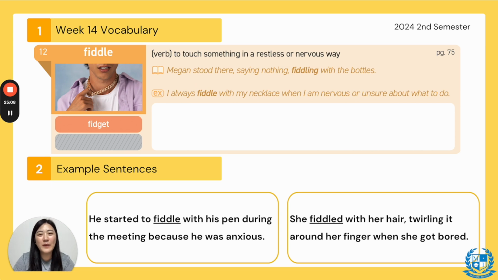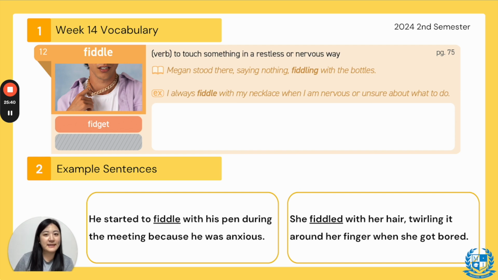Next one, number 12. Everyone say fiddle. Fiddle. The synonym is fidget, and the part of speech is a verb. It means to touch something in a restless or nervous way. Like, I keep touching something. I keep fiddling with my hair tie. In the book it says, Megan stood there saying nothing, fiddling with the bottles. So she keeps touching the bottles and she doesn't leave it alone.